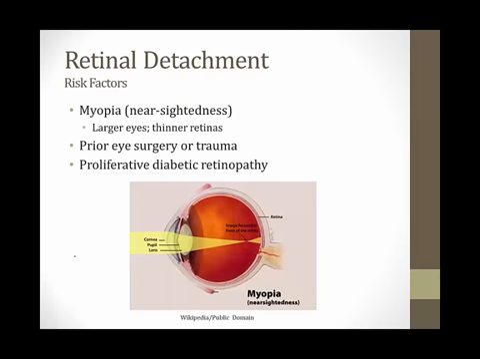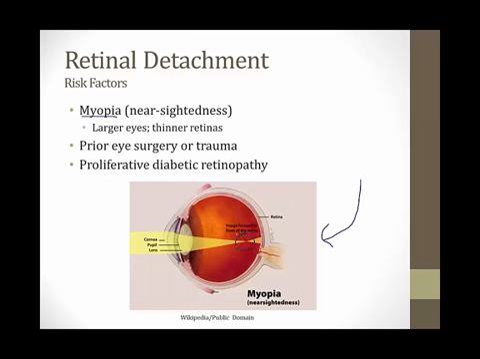There are some risk factors for retinal detachment that you should know. One of them is myopia or nearsightedness. I talk about myopia in detail in the video on the lens, but if you look at this picture on the screen, it shows an example of what happens in myopia. In myopia, the cornea creates a focal point that is in front of the retina.